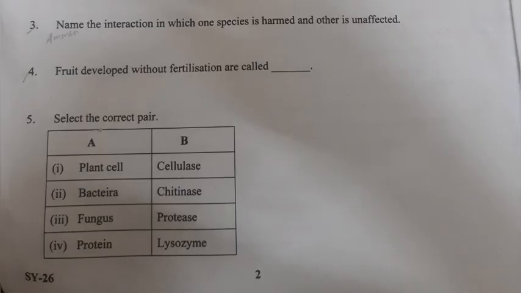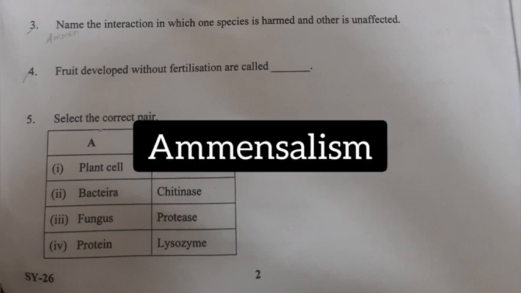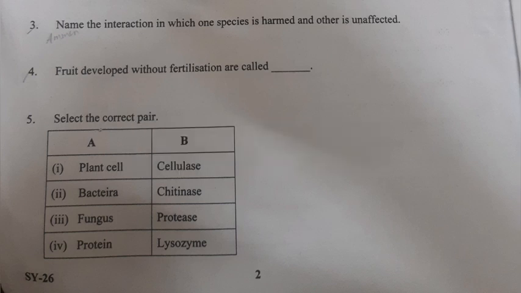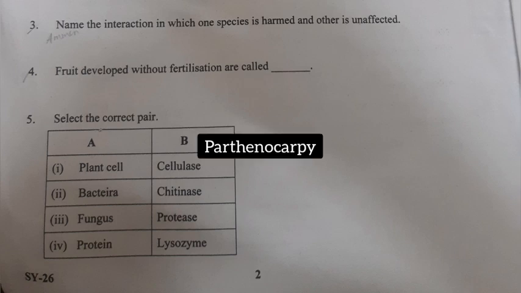3. Name the interaction in which one species is harmed and the other is unaffected. Answer Amensalism. 4. Fruit developed without fertilization are called dash. Answer Parthenocarpy. 5. Select the correct pair. Answer 1. Plant cell cellulase.